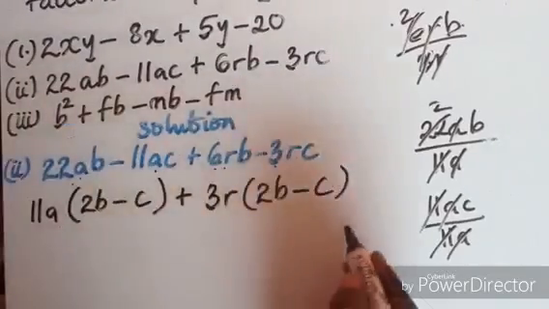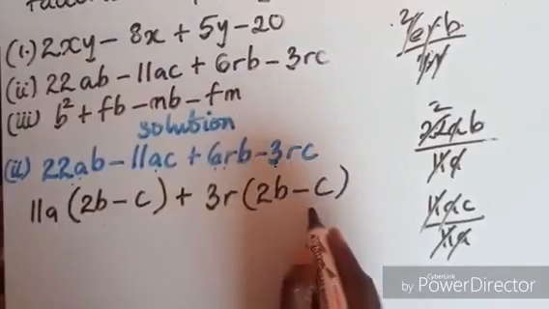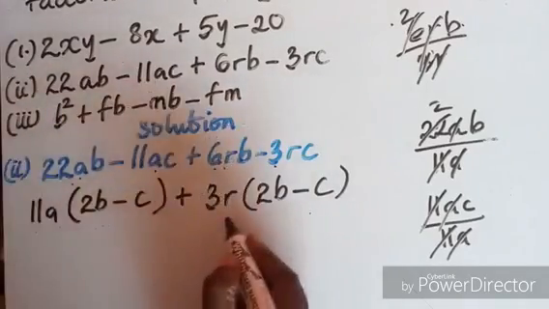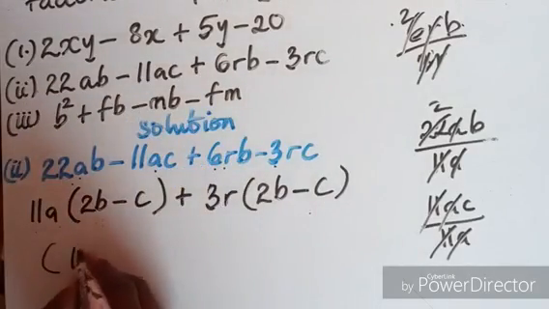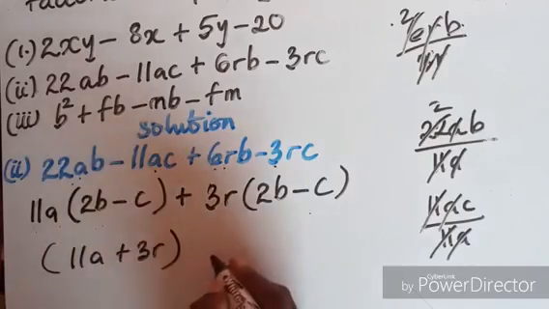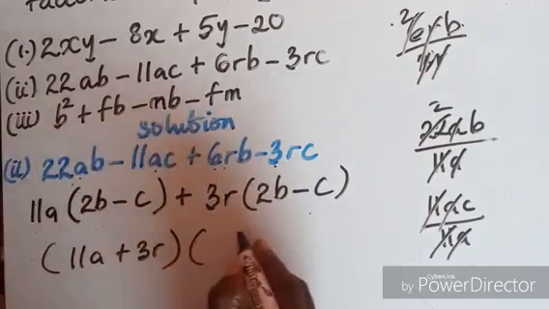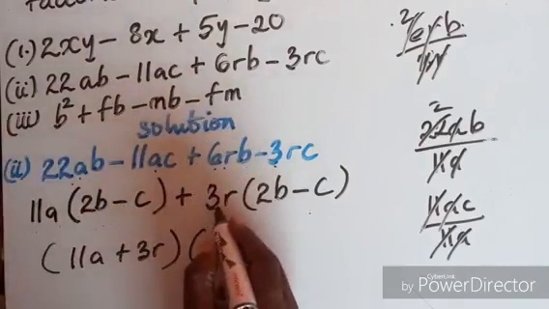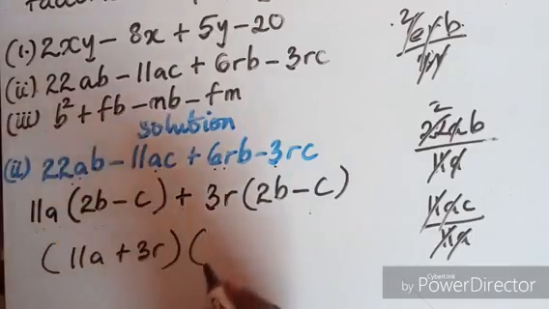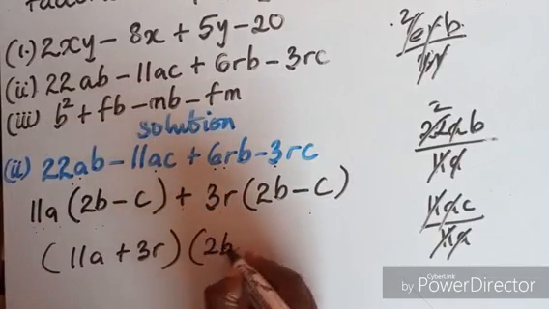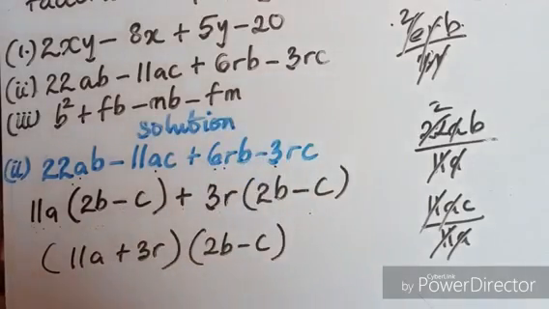Good. So what do we see? You realize that after factorizing, what is in the bracket happens to be the same. So we pick out what is out, which is 11a plus 3r. Then what's in the bracket? When you are finalizing, you put them together like this. The operation sign for this one is positive, which goes with this. So what is in the bracket? You pick 2b minus c. So this one becomes the solution to this one also.